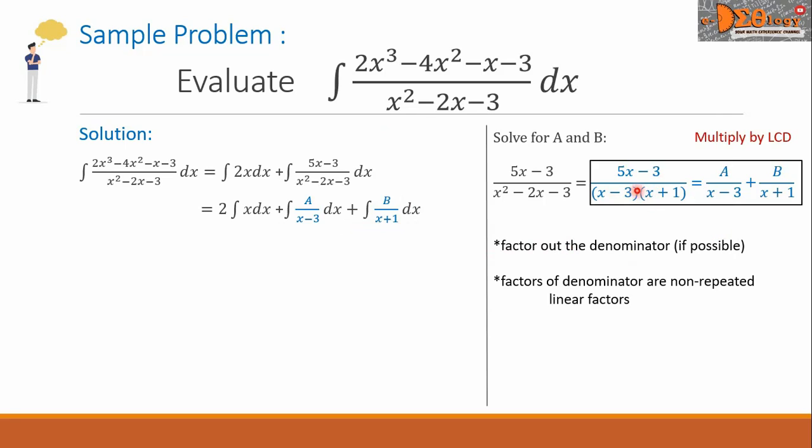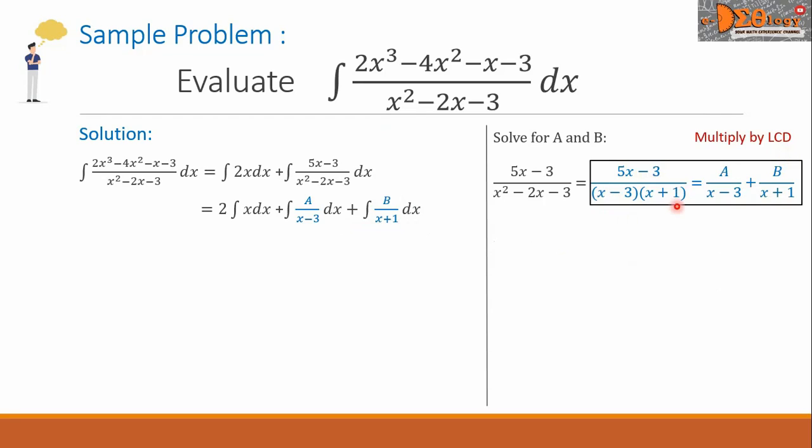Let us multiply this equation by the LCD. Take note that our LCD is the denominator of the left-hand side. By doing so, the resulting equation will be 5x minus 3 equals A times the quantity x plus 1 plus B times the quantity x minus 3. This is now our working equation.